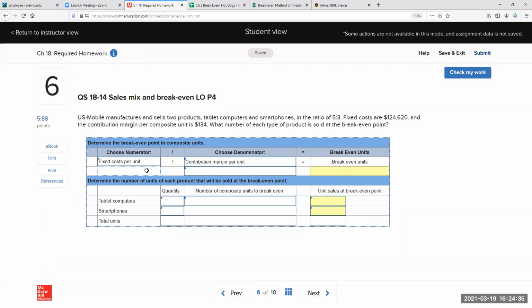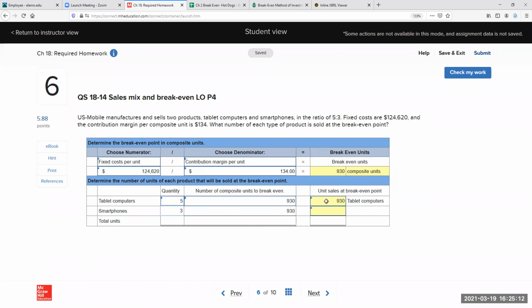So let's see what this is. Fixed costs are 124,620, and the contribution margin composite is 134. So that's 930 composite units. Now they're selling in the ratio of 5 computers to every 3 smartphones. That's 8. What's the composite units to break even though? Let's see. So it's 930 and 930.